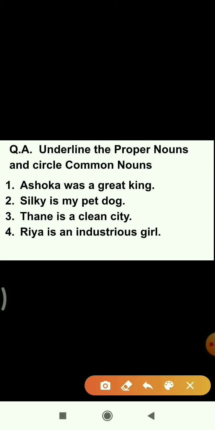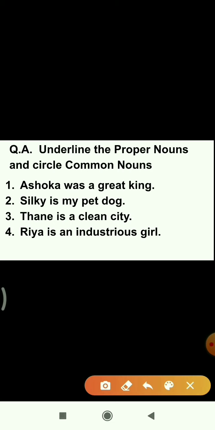Thane is a clean city. Thane is a clean city. Now, which one is a proper noun? Thane. So underline Thane. And then which is a common noun here? City. Right? So circle city. Yes. Now the next sentence.